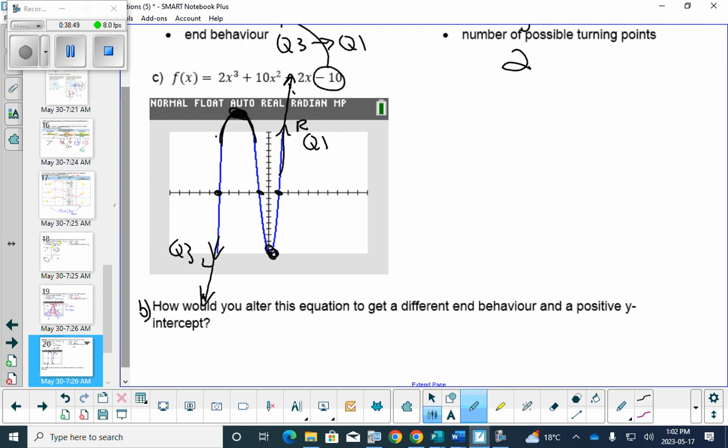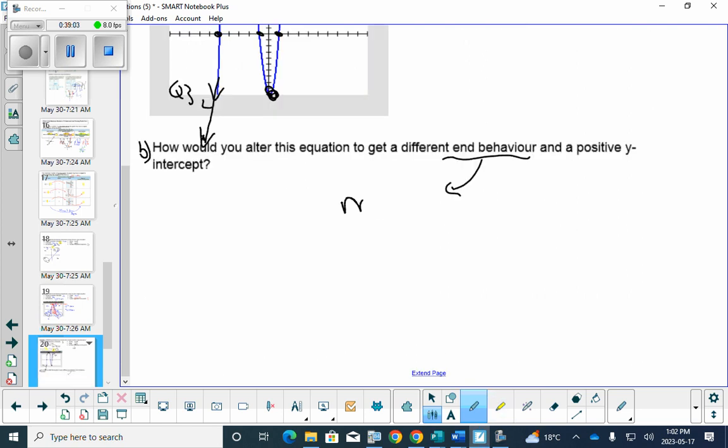So this is going up, right? Look at the leading coefficient. The leading coefficient is +2. So for the end behavior, you want to make the leading coefficient negative.